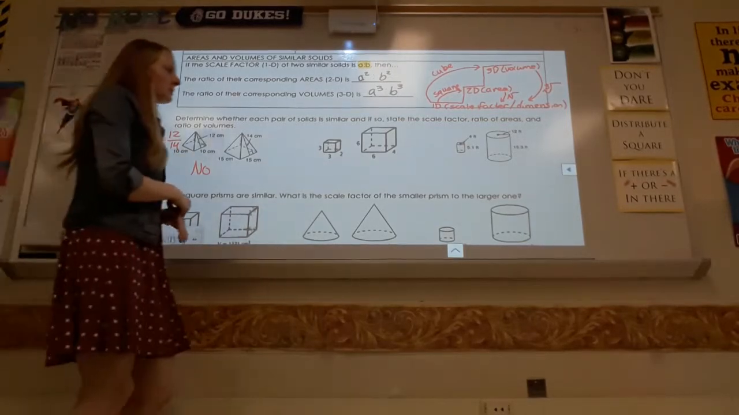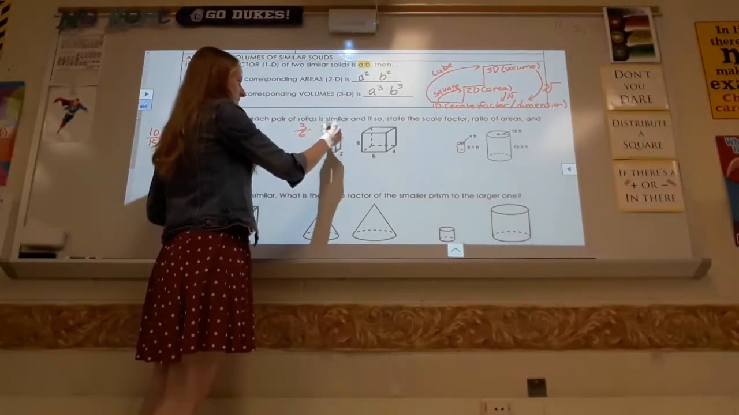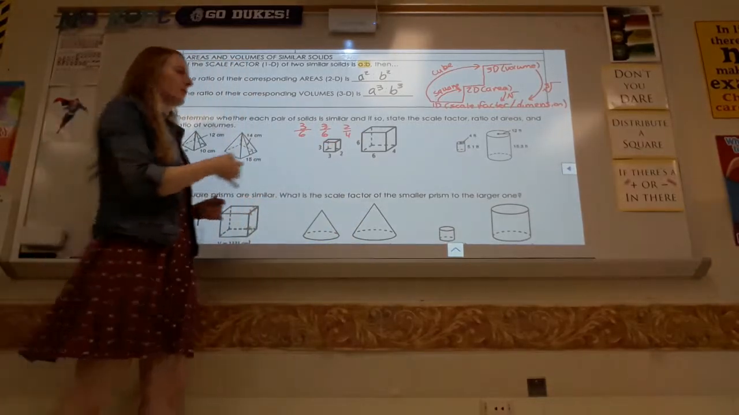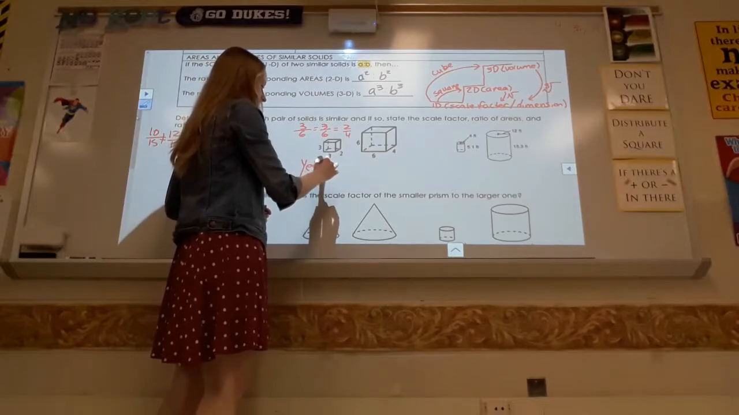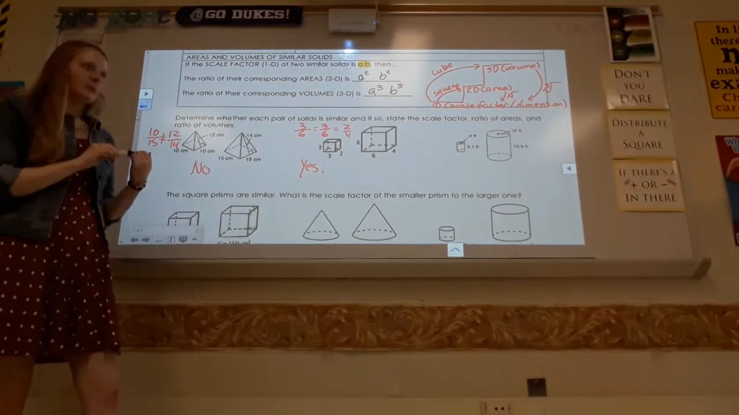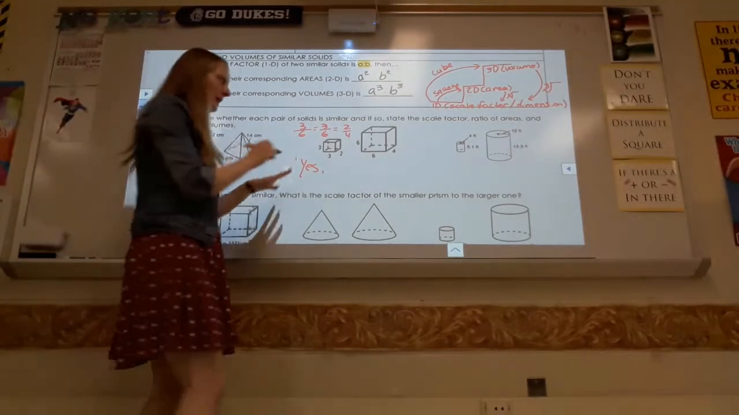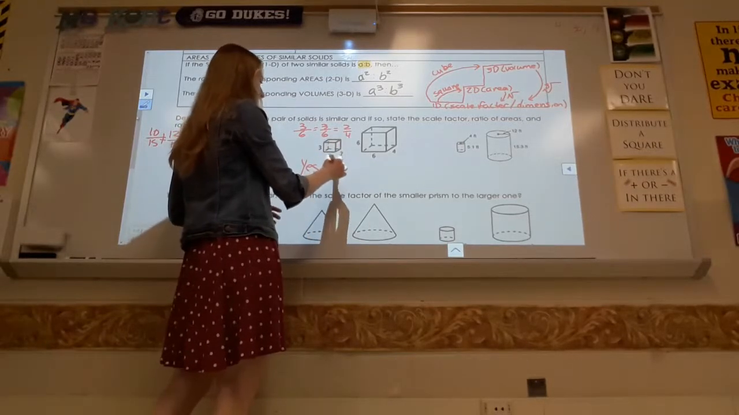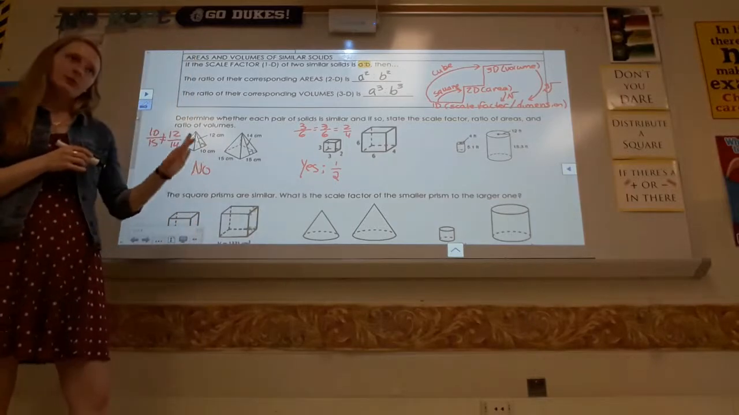What about these cubes? 3 to 6, 3 to 6, 2 to 4. Are all of those relationships the same? Okay, so these are similar. Now we're going to write the scale factor, the ratio of areas, and the ratio of volumes. So what would the scale factor be? First dimension would just be comparing the two, or a single dimension. So let's say you picked height or something. It would simplify to 1/2. That's your scale factor in the first dimension.